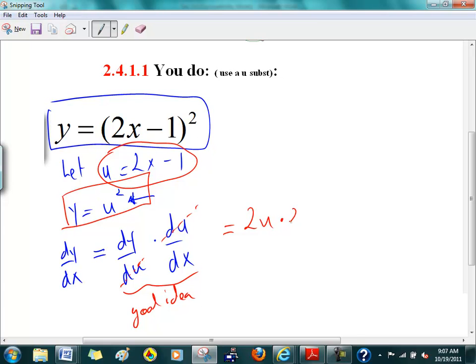So you get 4u, is that right? But u is your variable, so you need to replace it with, hang on, let me finish this. You need to replace it with 2x minus 1. This is your final answer. Okay? So this is doing the u substitution method. Is everybody caught up on this? You guys have questions on this?